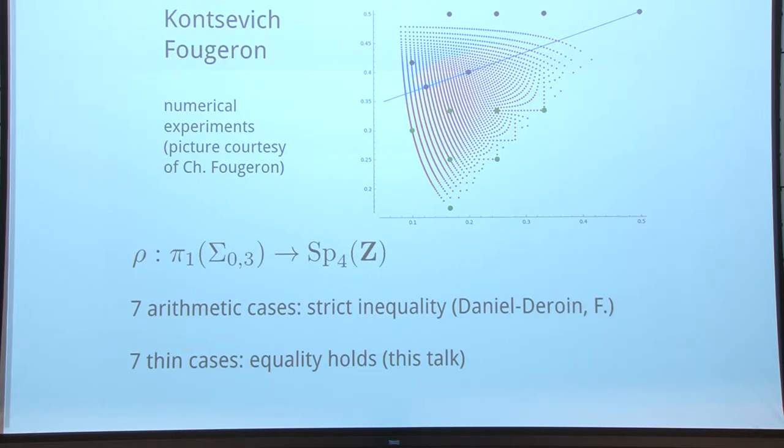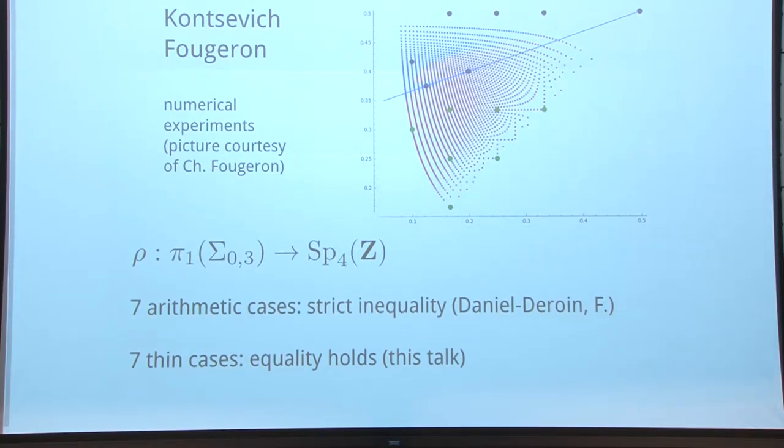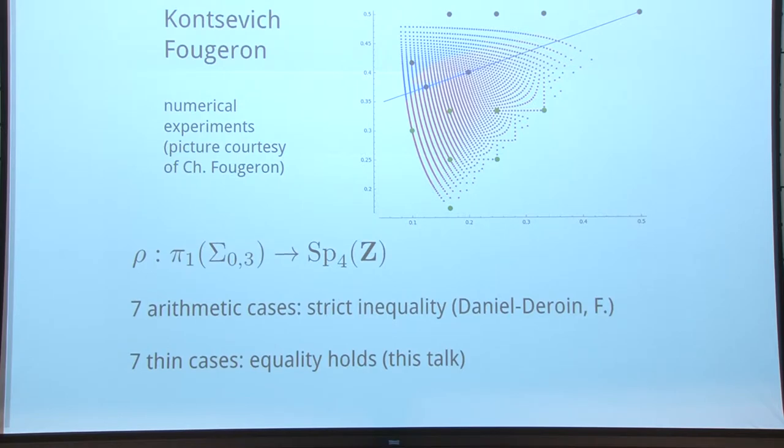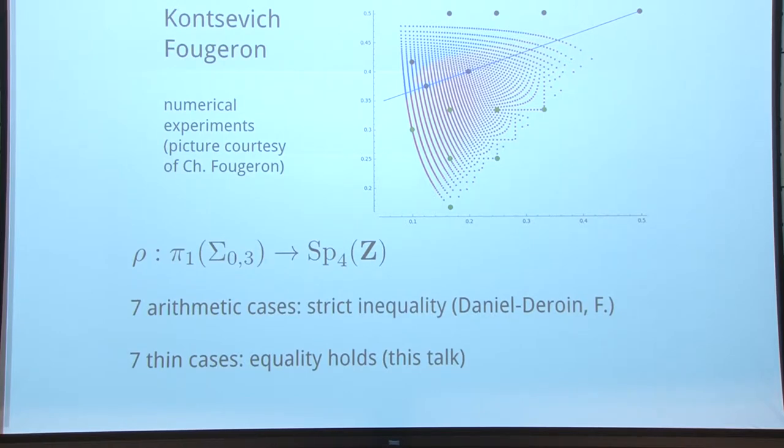For the strict inequality in the arithmetic case, there's a proof by Jeremy Daniel and Bertrand Deroin. Their proof is stated for the compact case, so it doesn't directly apply to this family, but once they overcome some technical details, there will be a proof, which is quite conceptual, of why this inequality should be strict in the arithmetic case. I also have a proof which applies in this setting, a hands-on proof, just with matrices, using some basic properties of matrices. But what I really want to focus on is the thin cases, because this is where I think the interesting stuff is happening, and where there are connections with, as I said, Anosov representations and geometric structures. Okay, so.